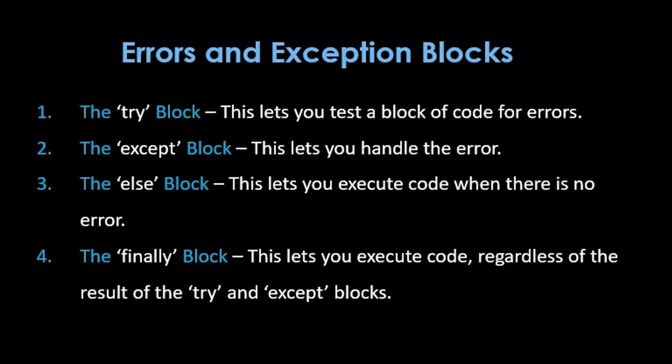Now we have the errors and the exception blocks. The first one is the try block. The try block lets you test a block of code for errors. And number two, we have the except block. The except block lets you undo the error. And the next one is the else block. The else block lets you execute code when there is no error.